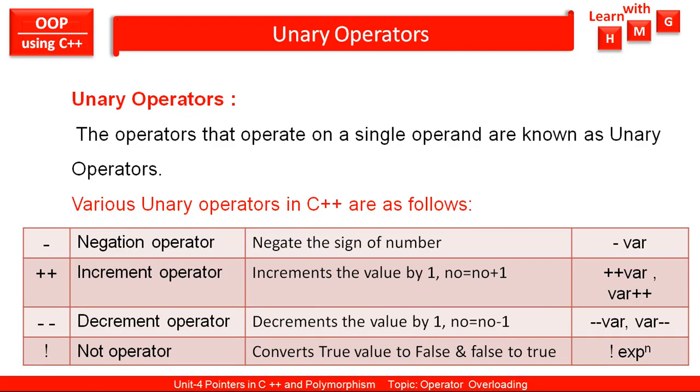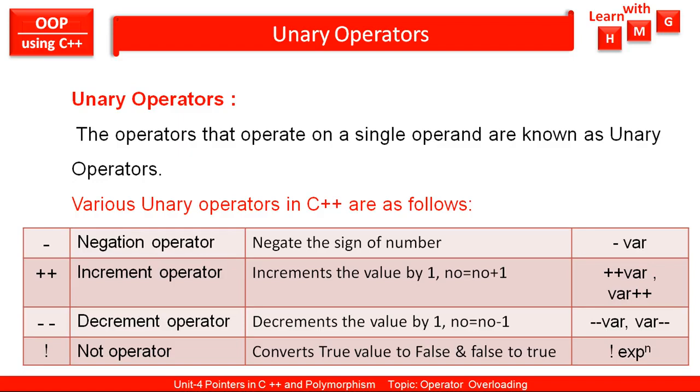The negation operator, plus plus, that is the increment operator, minus minus, that is the decrement operator, and the exclamation mark, that is the not operator. The negation operator is used to change the sign of the given number, that is, a positive number will be changed to negative and a negative number will be changed to positive.